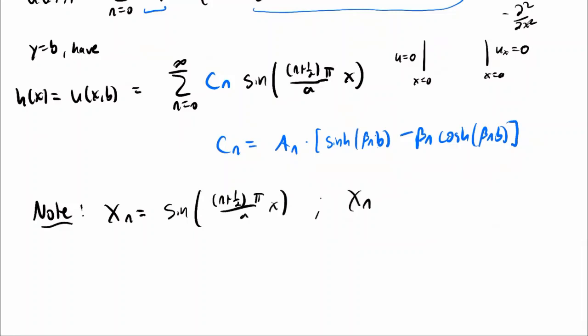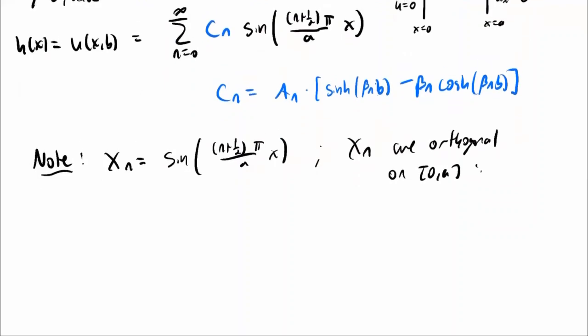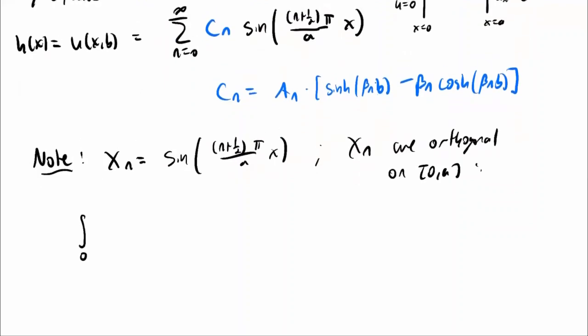so these things are orthogonal on the interval between 0 and a in the following sense. If I take the integral between 0 and a of, say, one of these things times another, let's say n and m.